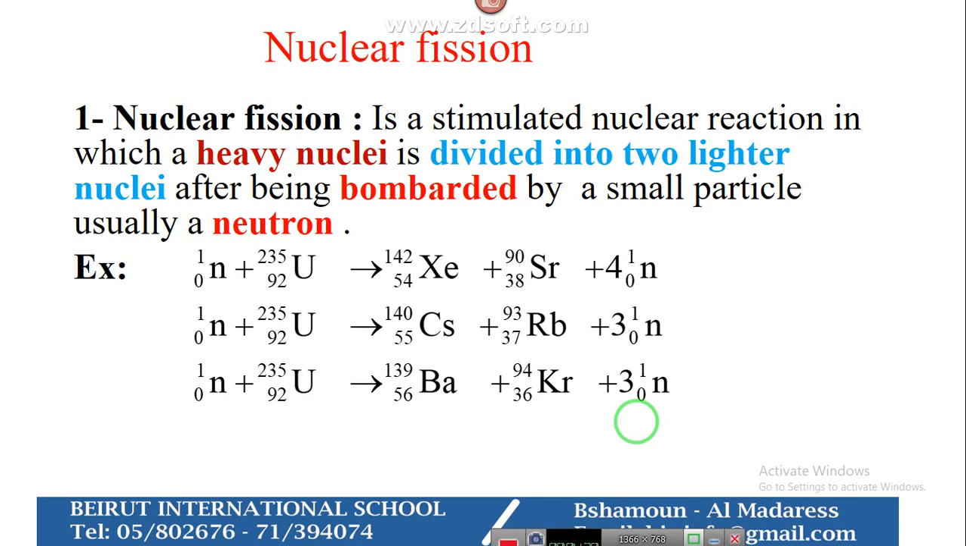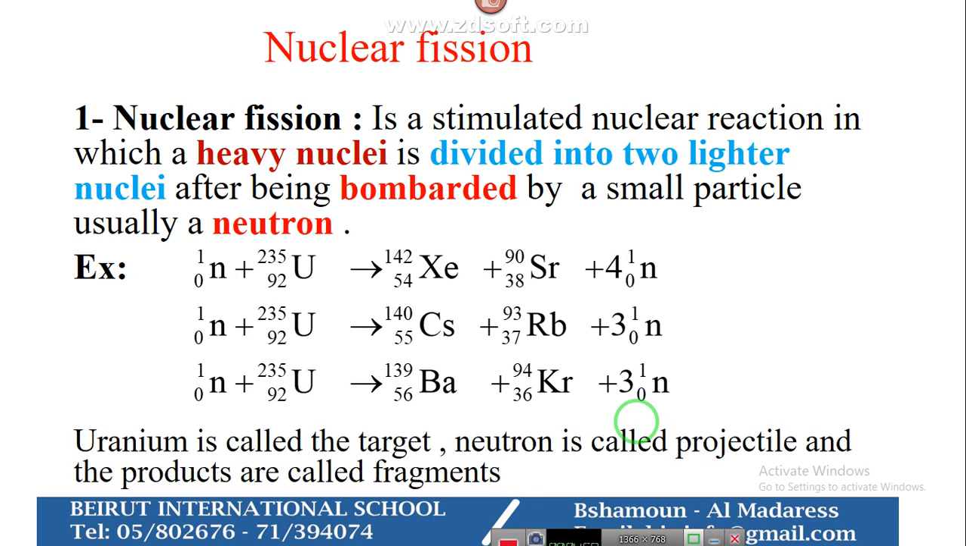Look here. We have two substances in the product, while in the chapter of spontaneous radioactivity, we have only one substance in the product. Here we have two substances in the reactant, while in the previous chapter we had only one substance in the reactant. Uranium is called the target, the neutron is called the projectile, and the products are called the fragments.